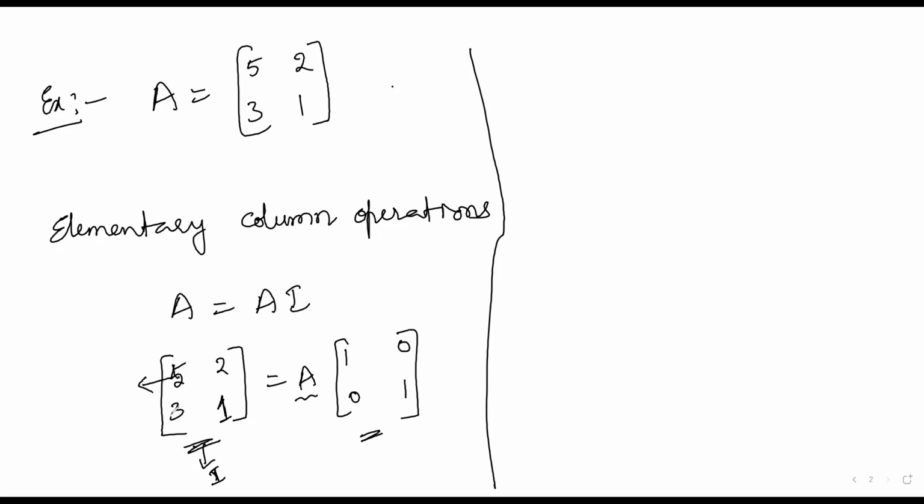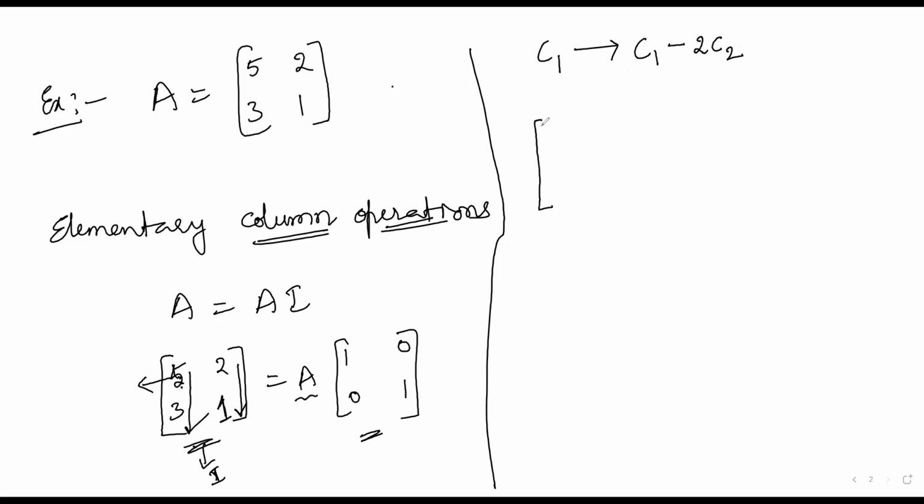How to make this 5 into 1? So you should now apply column operations. Understand properly. How to make this 5 into 1? With the help of this column. This is the first column, and this is the second column. So now column 1 I have to transform to column 1 minus 2 times column 2. This is the operation that we can apply.